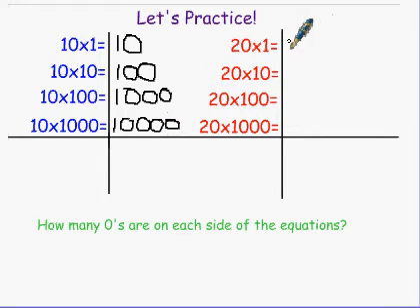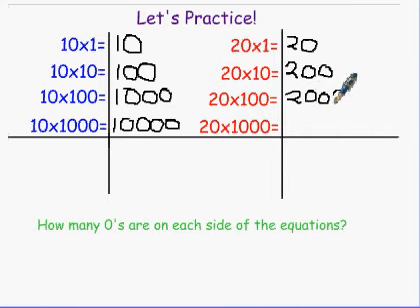So, 20 times 1 is going to be 20. 20 times 10 is going to be 200. 20 times 100 is going to be 2,000. And 20 times 1,000 is going to be 20,000.